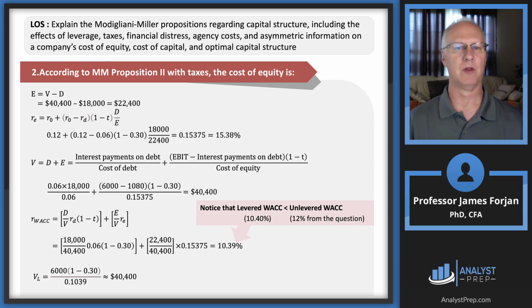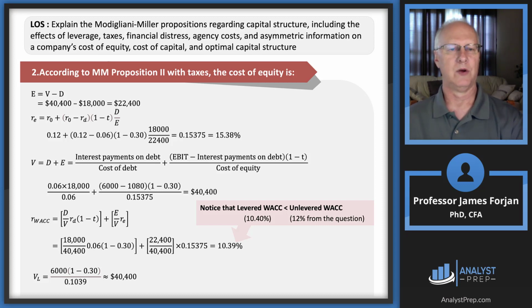Now, how about the second part of this? All we're doing here is some simple algebra, substituting and moving things to the front and the back and the left and above the equal sign. So let's start with computing the value of the equity. We take the 40,400, which we just computed on that previous slide, minus the bond issue. That gives us 22,400 worth of equity. So we can compute that required return on equity, the cost of equity, just substituting all those numbers in there, and you get 15.38%.